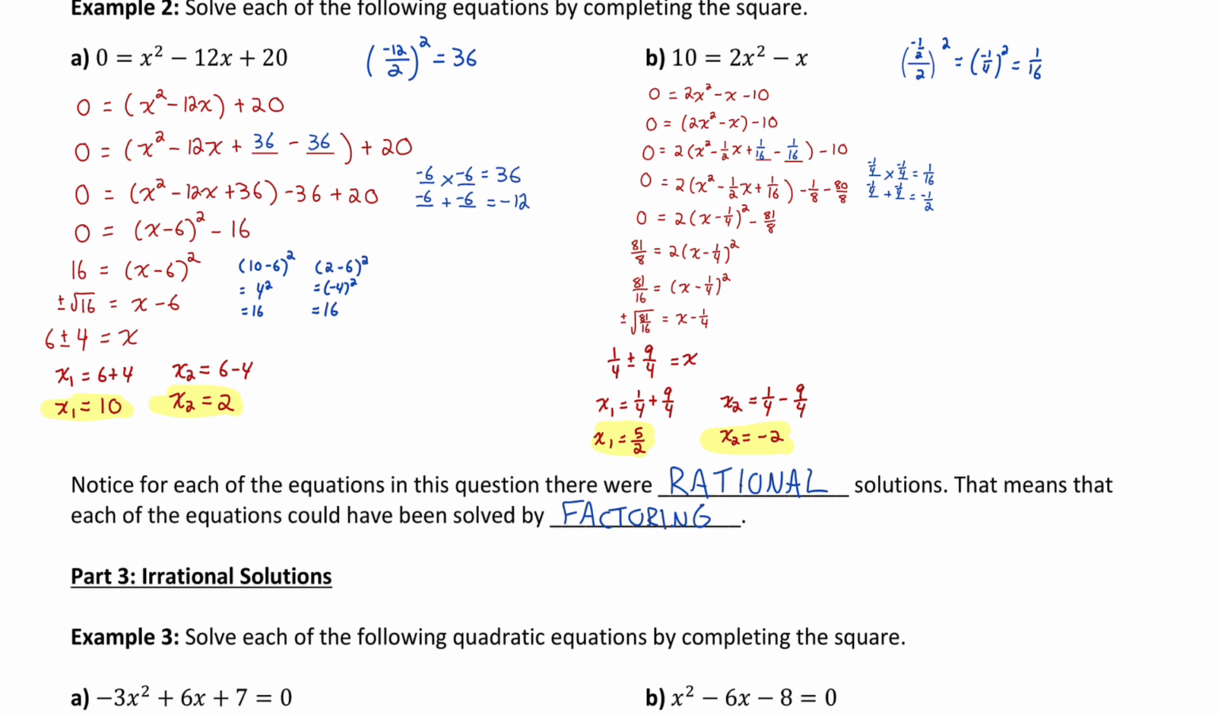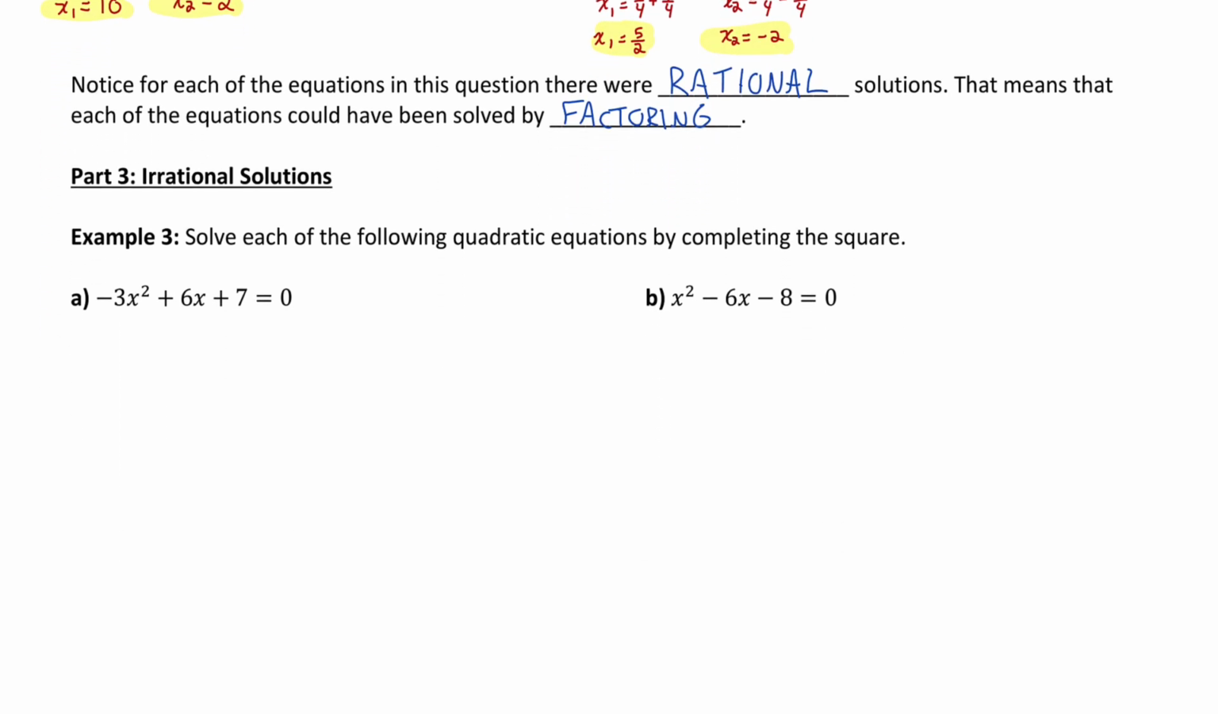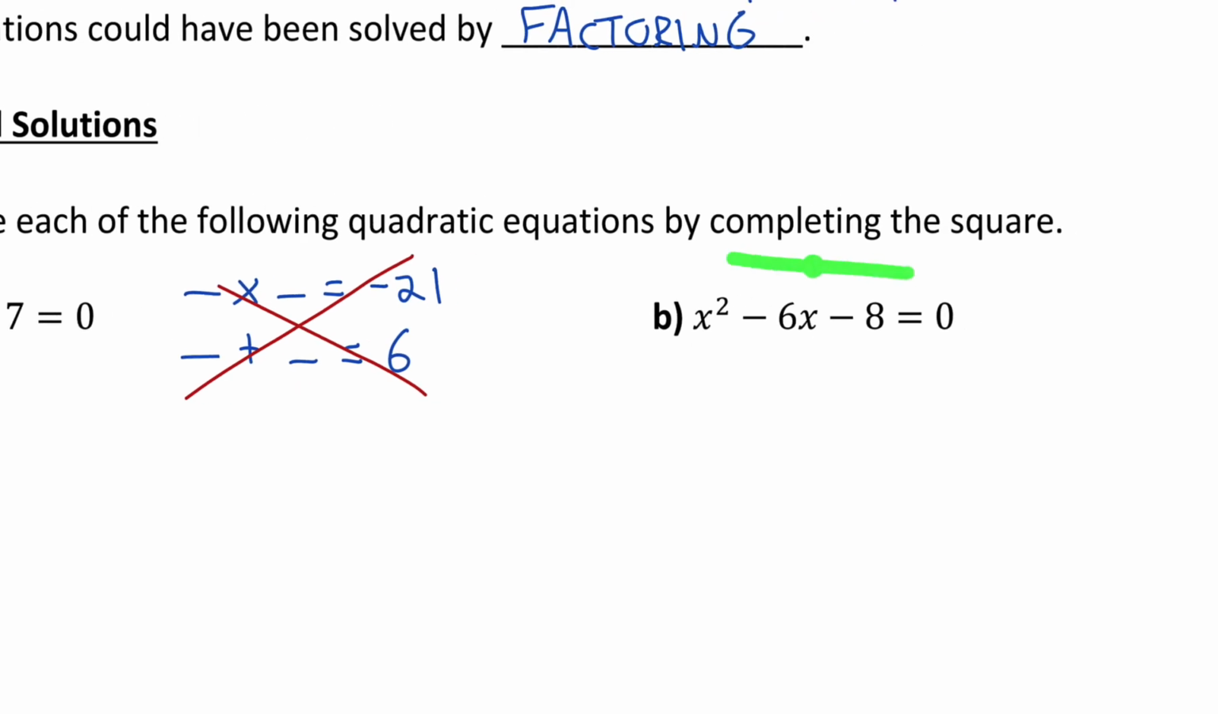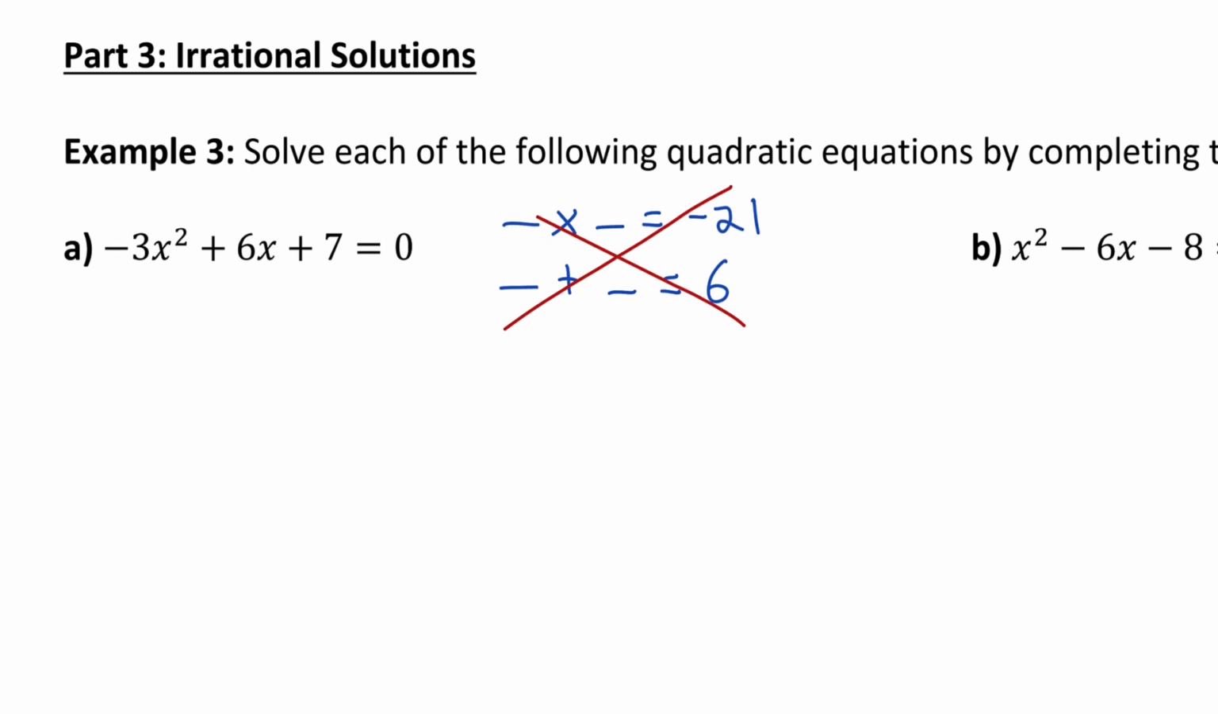But what happens if a quadratic doesn't have rational solutions? Let's look at part 3 of this lesson where these quadratics have irrational solutions. If I tried to solve these quadratics by factoring, I wouldn't be able to find any numbers that have a product of negative 21 and a sum of 6. So because those numbers don't exist, solving by factoring doesn't work. And in fact, the only way we can solve this quadratic is by using the method of completing the square. So not only does completing the square work when there are rational solutions, but it also works when there's irrational solutions. Let me prove that to you.